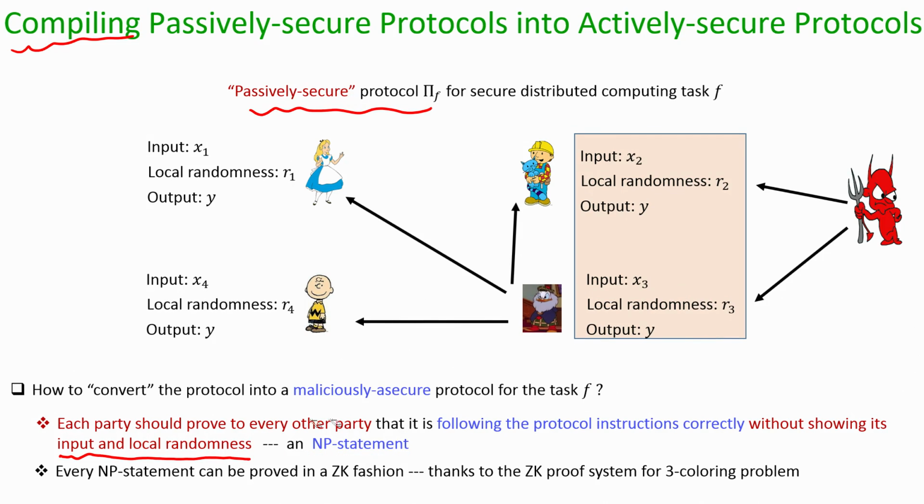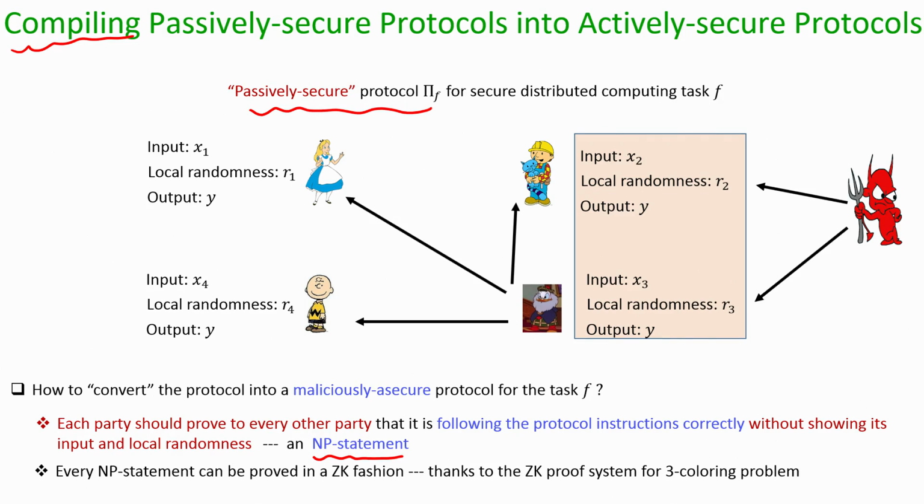And interestingly, we now have a zero knowledge proof system for the 3 coloring problem, which is an NP complete statement. And since it is an NP complete statement, any instance of an NP problem or any NP statement can be reduced to an instance of this 3 coloring problem. That means we can now use the zero knowledge proof system for the 3 coloring problem, and each party can transform an instance of the NP statement, namely that it is following the protocol instruction correctly, into an instance of the 3 coloring problem and give a zero knowledge proof for the existence of a 3 coloring and convince the other parties that indeed it is following the protocol instructions.